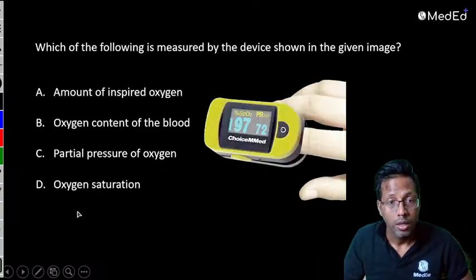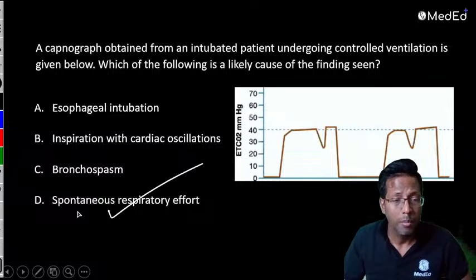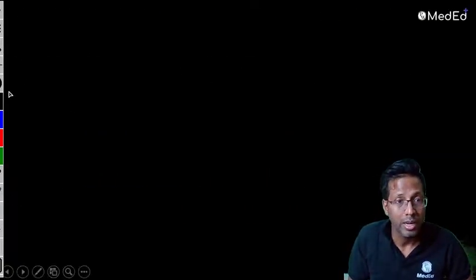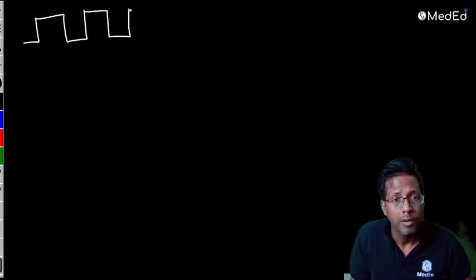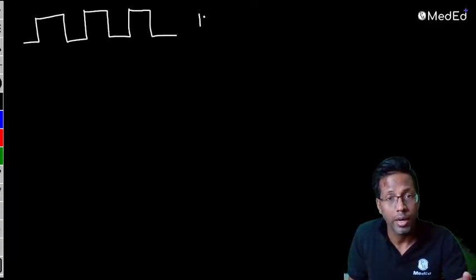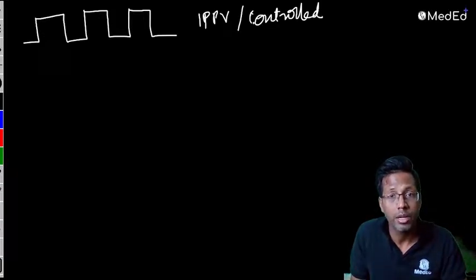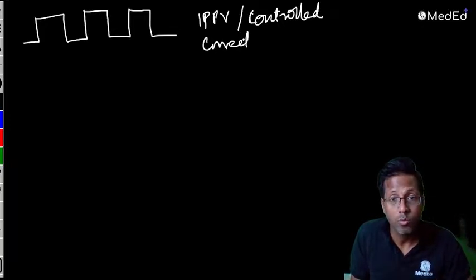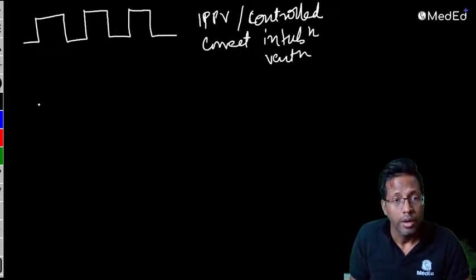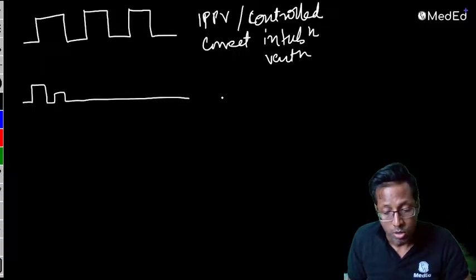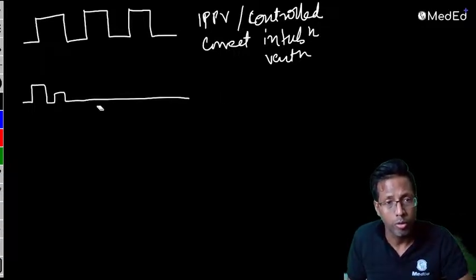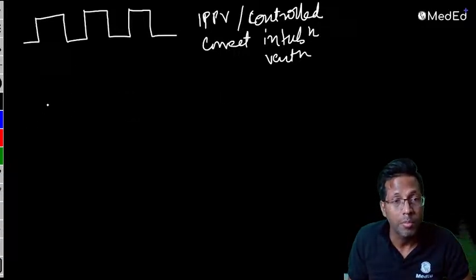Okay, absolutely correct. Now, before I go forward, guys, remember capnography has a lot of questions that keep getting asked. So I'll just discuss that fast. Now, if you get a graph like this, this means a normal carbon dioxide graph is coming out, which means IPPV or controlled ventilation is going on, right? This means correct intubation was done or correct ventilation of the patient is taking place. Now, if you get a graph that suddenly falls down, it means carbon dioxide is not coming out. Before I go there, this was a patient with IPPV.